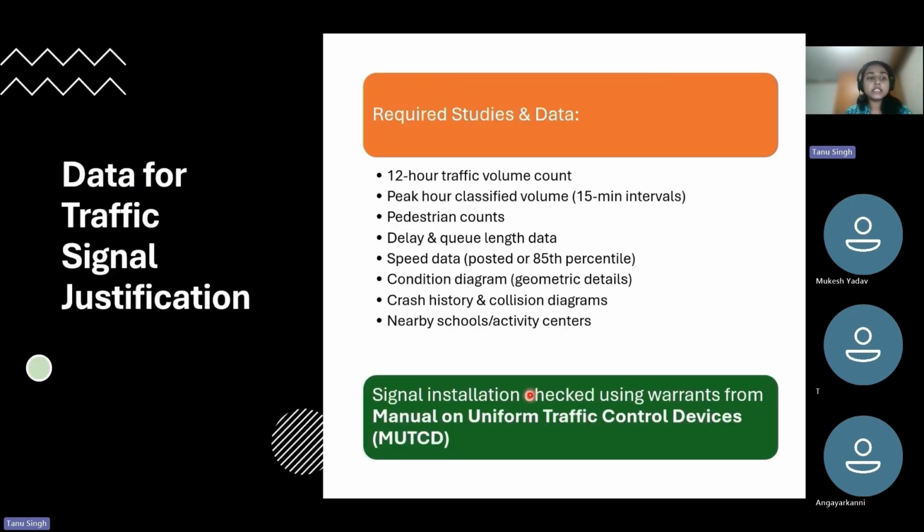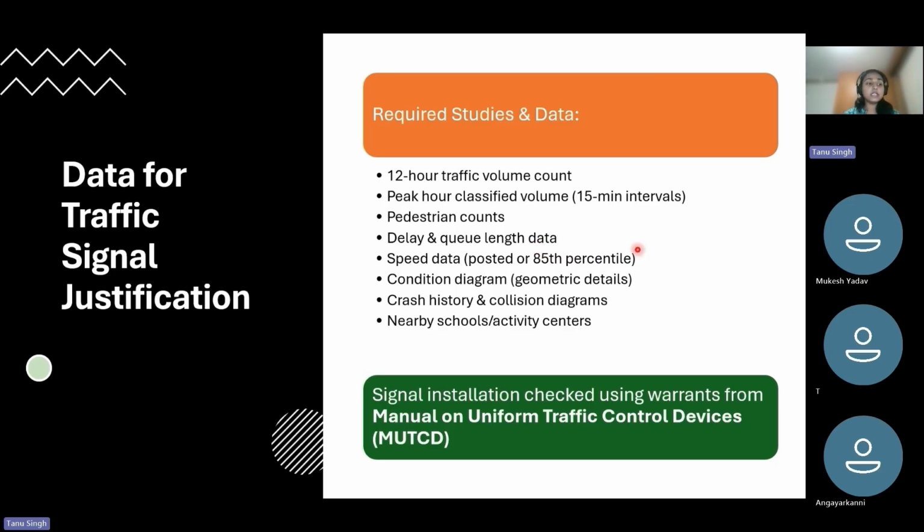Now coming to the data for traffic signal justification. Before installing a traffic signal, we must conduct a detailed engineering study. For that we need 12-hour traffic volume count data. We need peak hour classified counts at 15-minute intervals. Then pedestrian volume counts are important. Then a study of the delay, queue, and speed data, posted in 85th percentile.